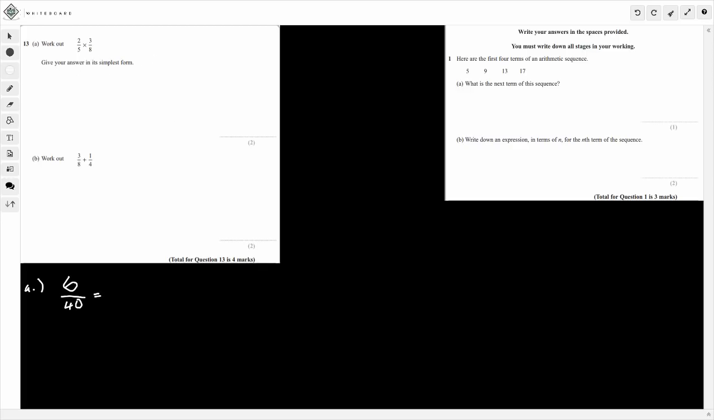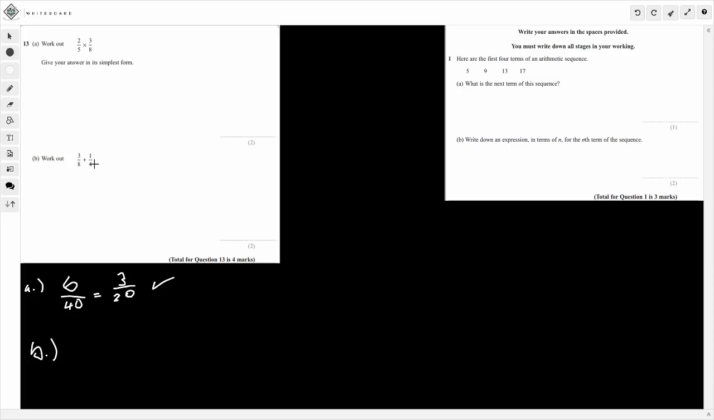Of course we can. 6 divided by 40. Well, I can simplify that as 3 over 20, dividing top and bottom by 2. And we can't simplify that any further, because 3 is prime. We can't do anything more with that. So 3 over 20. Perfect. There we go. Part B. We've got to work out 3 over 8 plus 1 over 4.